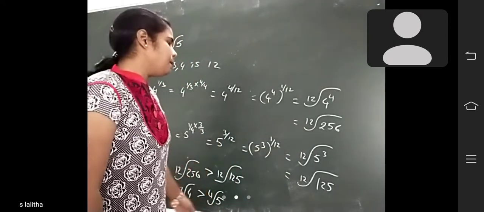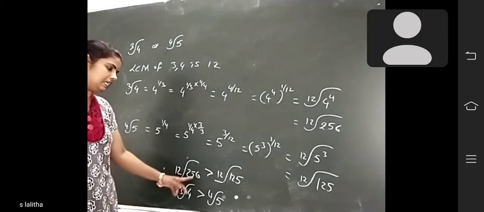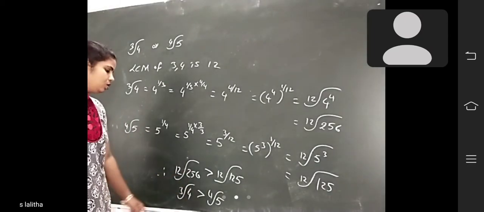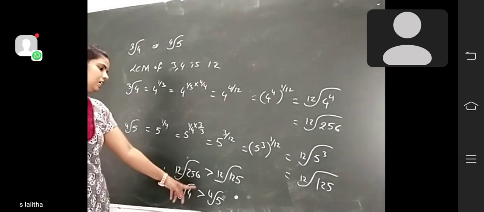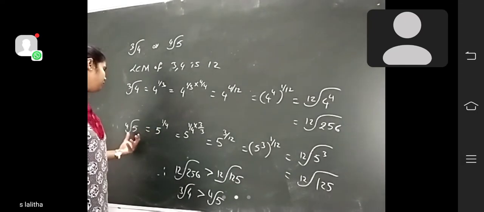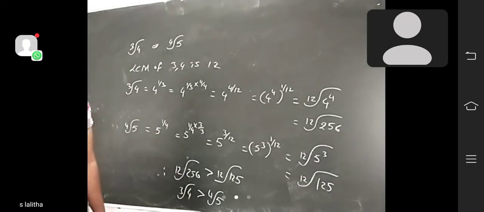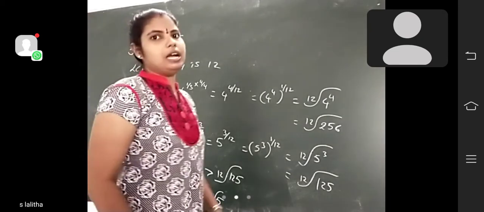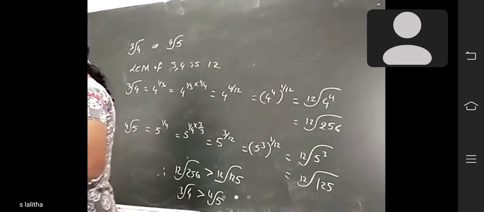Okay. So compare the 12th root of 256 and the 12th root of 125. Which one is greater? This one is greater. So the 12th root of 256, which surd is that one? The cube root of 4 is greater than the 12th root of 125, which one? The 4th root of 5. So the cube root of 4 is greater than the 4th root of 5. Did you understand, ma? Like that you should compare, ma. Next one, see. Next example.